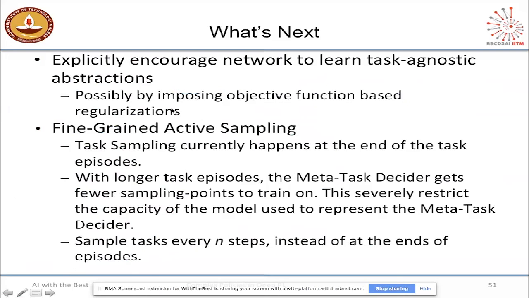And one possibility to extend this is to force the network to learn more task-agnostic abstractions. Here, we just saw this come out as a side effect, but we could do this more explicitly. And we could improve on the meta task, the episodic task learner, by not waiting till the end of the episode to switch tasks, but figuring out a more natural mechanism to switch tasks before the end of the episode. So it shouldn't be too hard, but these are directions that we are trying to push on.